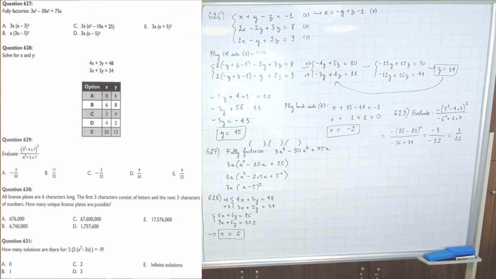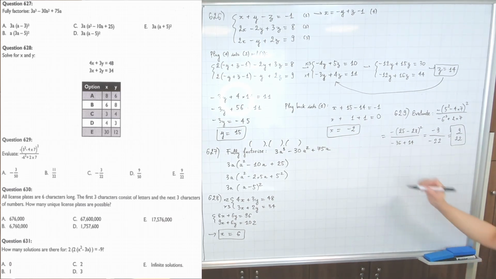Please don't look at the wrong question and answer. Sáu hai chín. Yes, it's E. Very good. Now let's go to 630.